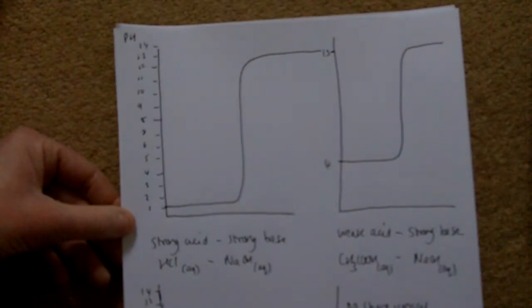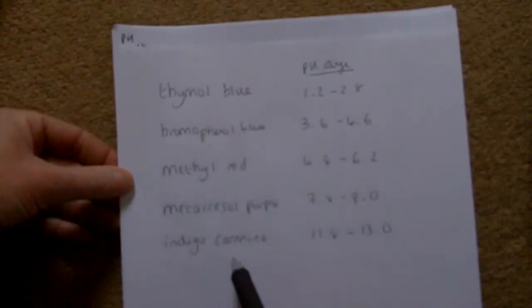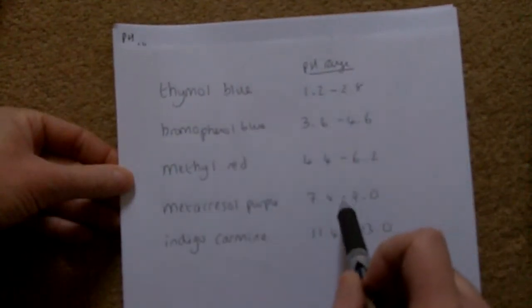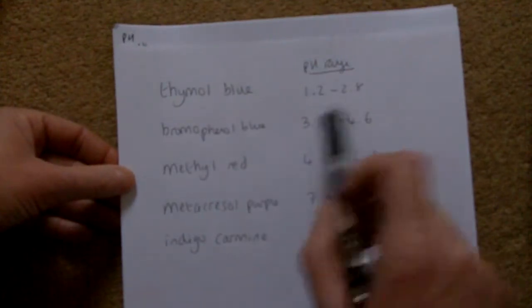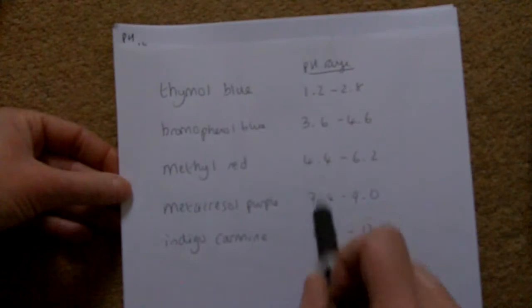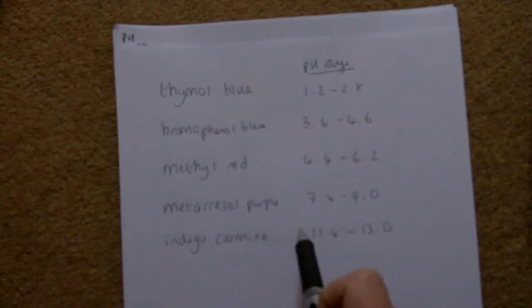So in an exam question, you'll be given some indicators. I've written some out here. I don't know if you can see this very well. You'll be given different indicators and the pH range at which they change color, where the end point happens. And you need to choose which indicator to use for which titration.